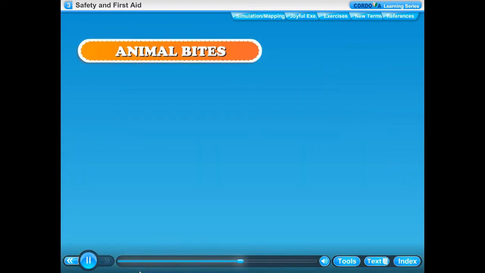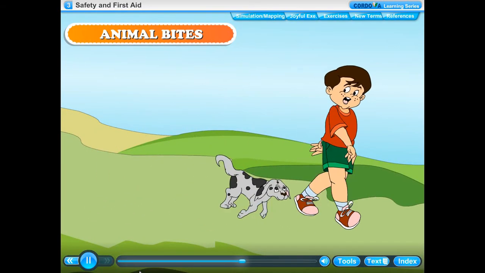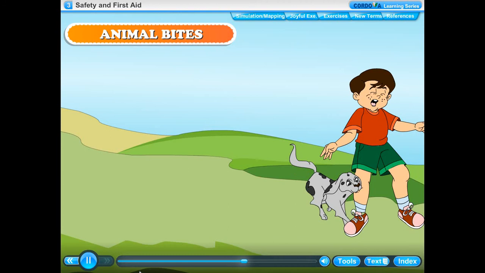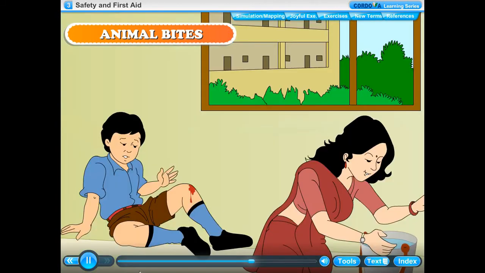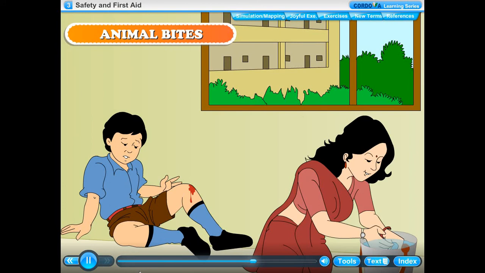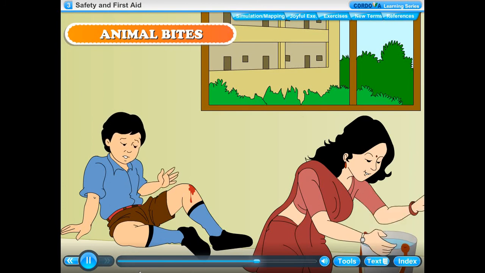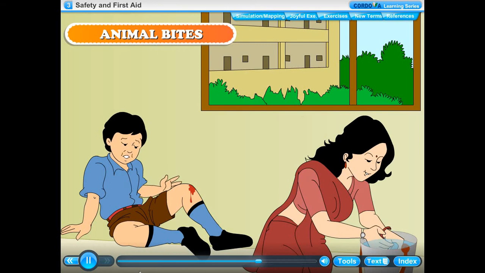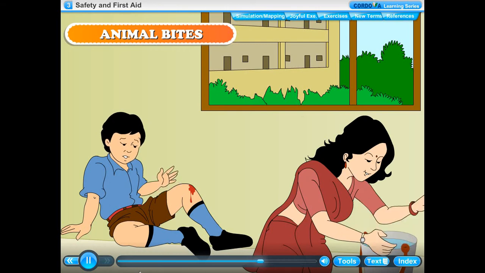Animal bites. The saliva of animals like dogs, cats, monkeys and wolves contains viruses of a very dangerous disease called rabies. When these animals bite someone, the viruses enter the victim's body through the animal's saliva. They cause rabies to the victim. So, it is very important to treat animal bites immediately.